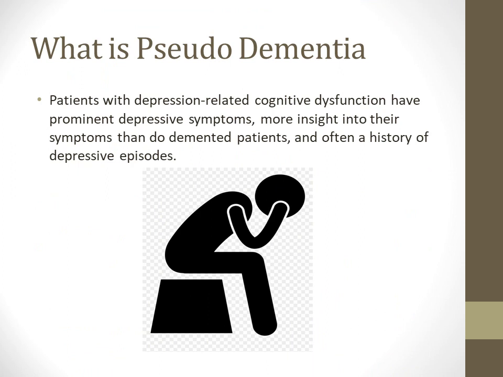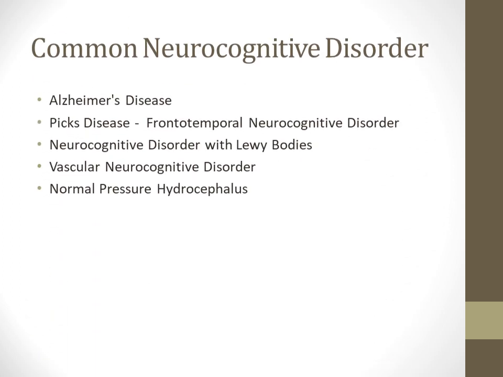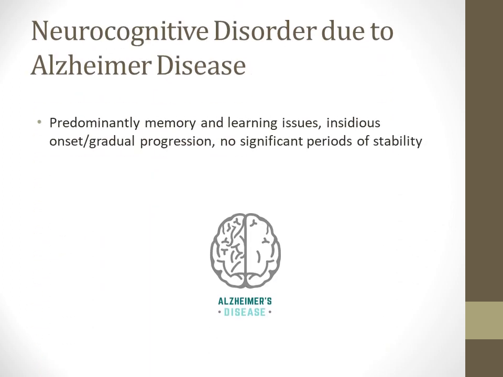What is pseudodementia? Patients with depression-related cognitive dysfunction have prominent depressive symptoms, more insight into their symptoms than do demented patients, and often a history of depressive episodes. Common neurocognitive disorders: Alzheimer's disease, Pick disease, neurocognitive disorder with Lewy bodies, vascular neurocognitive disorder, normal pressure hydrocephalus.